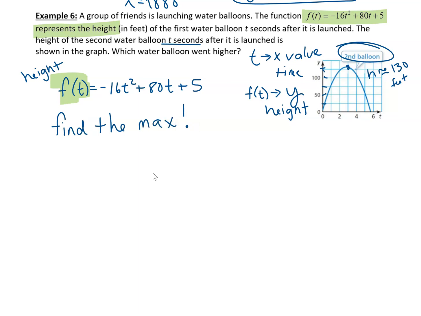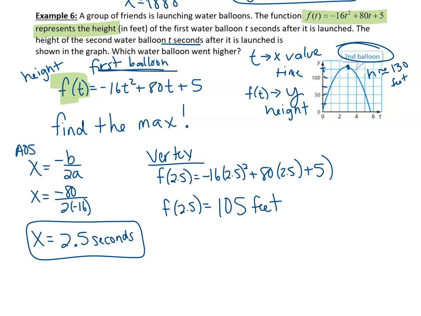Did we already find the maximum? So this is the first balloon. Let's label that. That would have been a good thing for us to write down initially, especially when you have two things happening: this is the first balloon and this is the second balloon. So I'm going to give you a few minutes. I want you to find the axis of symmetry, and then plug it in and find the height. You're probably going to end up with a decimal on this one, and that's okay.